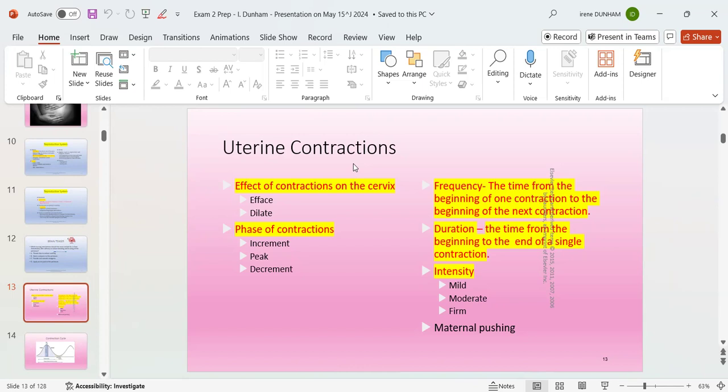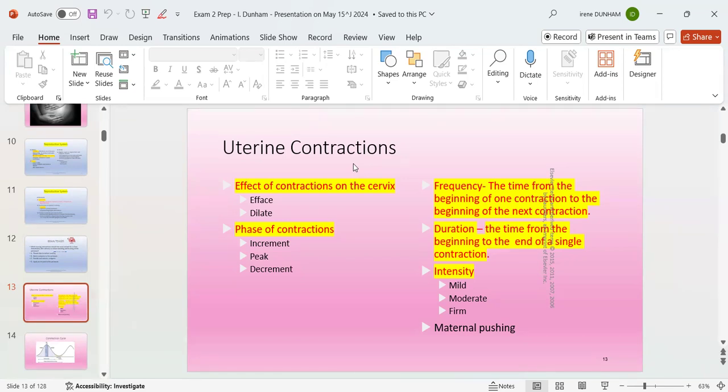By regular, I mean rhythmic, has a rhythm to it. They're every 2 minutes or every 3 minutes, 3 to 4 minutes, but they're regular. So that's a contraction. You have to have effacement of the cervix, which means softening of the cervix. What happens is that the internal os moves up, and then the external os starts to come up when the internal os goes up higher, and then it all opens up. That's what we're looking at.